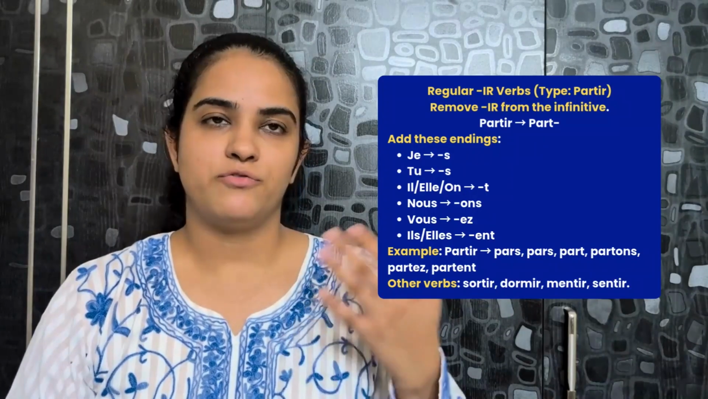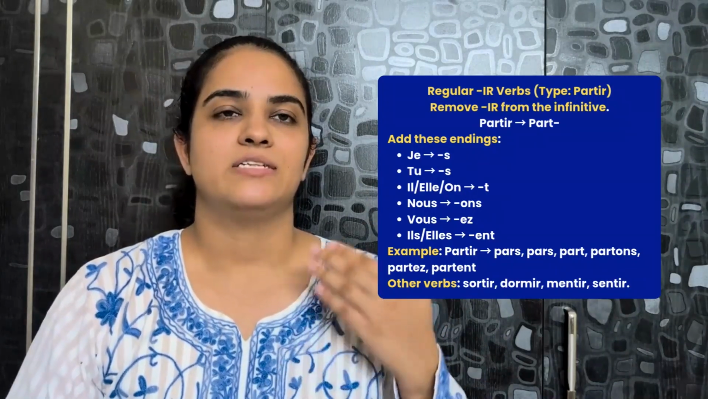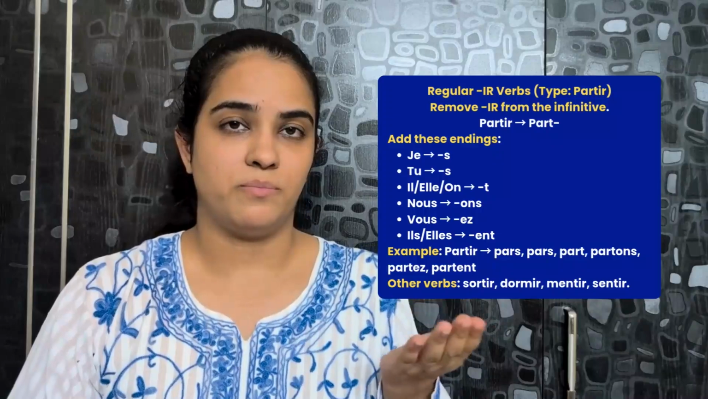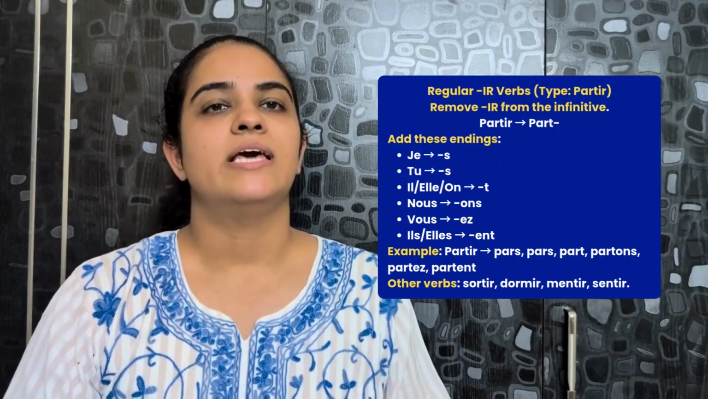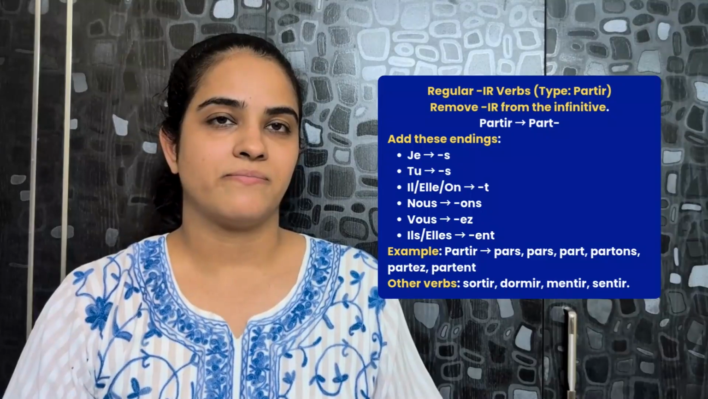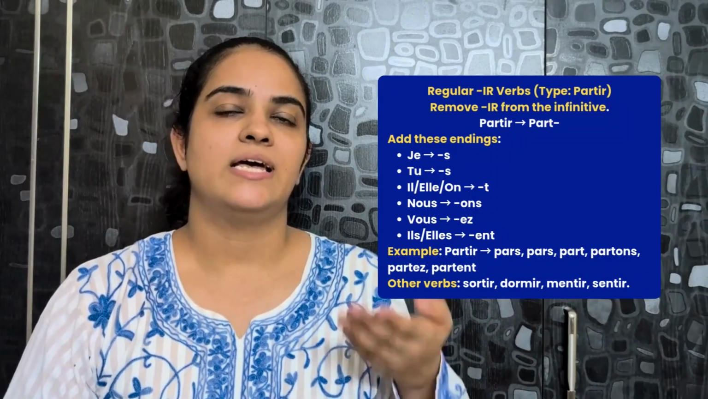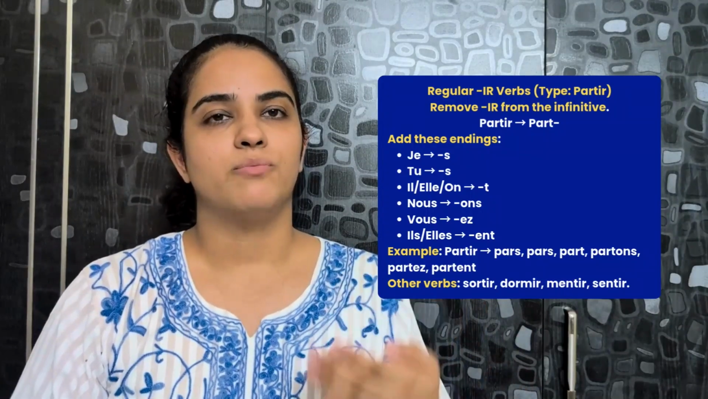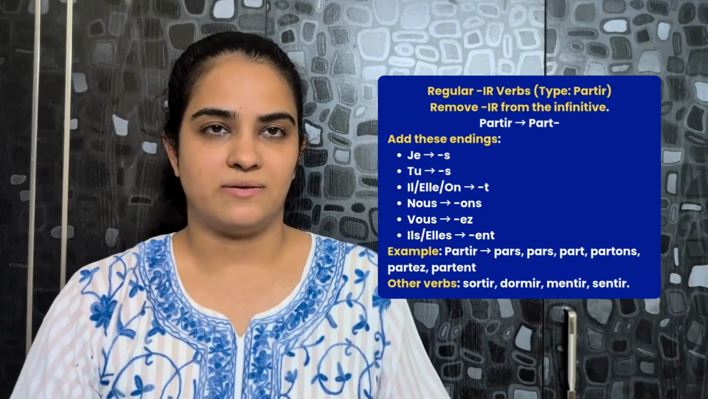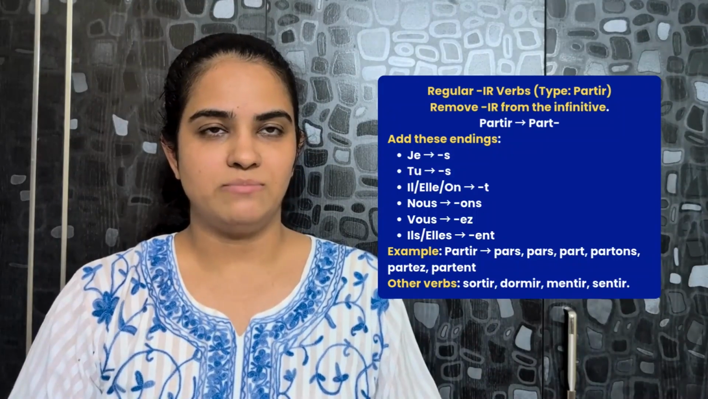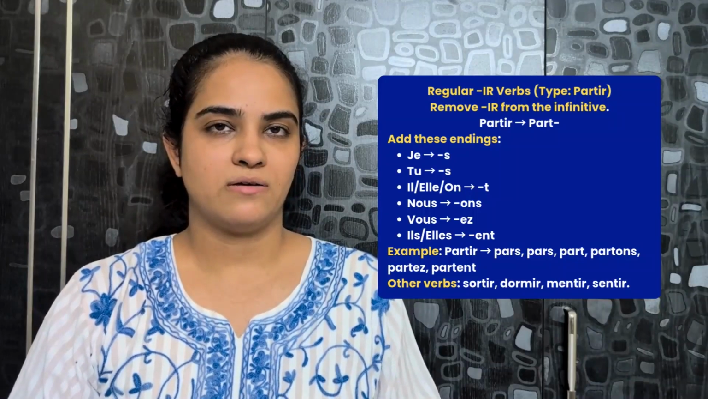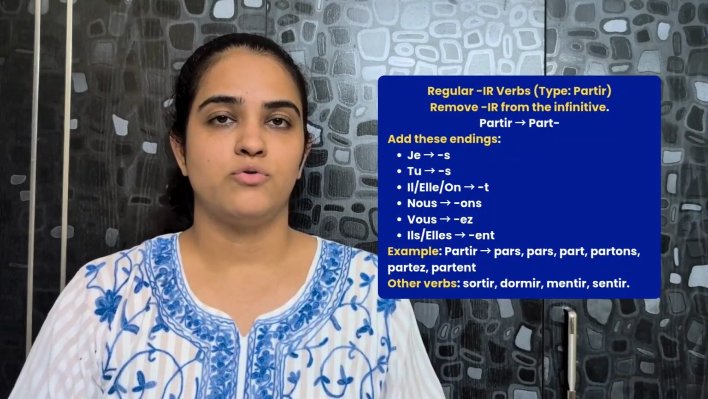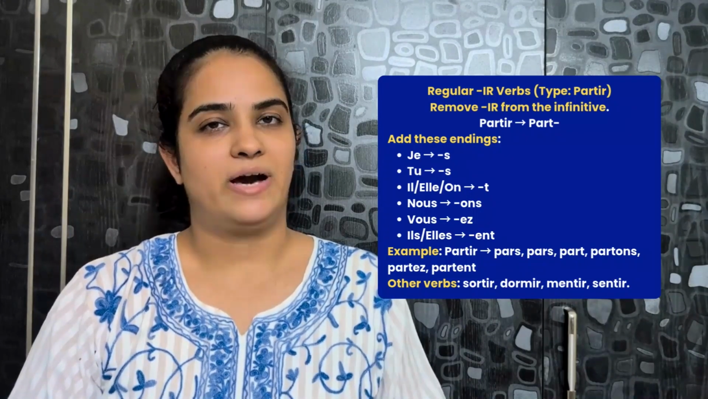So the base for the first three is par for the verb partir, and the base for the last three is part. So singulars, they have par. For plurals, they have part. So the conjugation becomes je pars, tu pars, il, elle, on part, nous partons, vous partez, ils, elles partent.